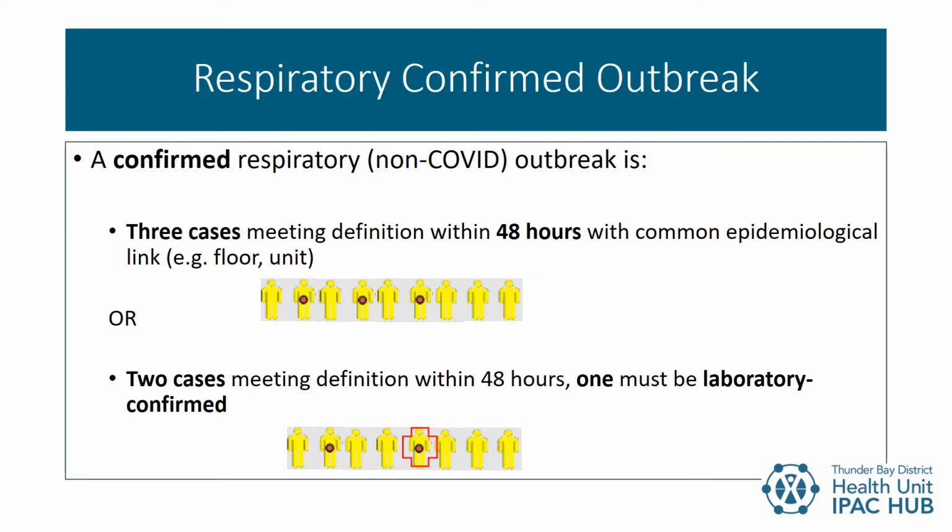To confirm an outbreak, so a non-COVID respiratory outbreak, it can occur in 2 different scenarios. So 3 cases meeting the definition within 48 hours with a common epidemiological link. So that would be on the same floor or on the same unit. The second scenario would be 2 cases meeting the definition within 48 hours, one of them being laboratory confirmed. You can see the diagram there depicting the situation as well. On the next slide, we'll go through respiratory COVID.